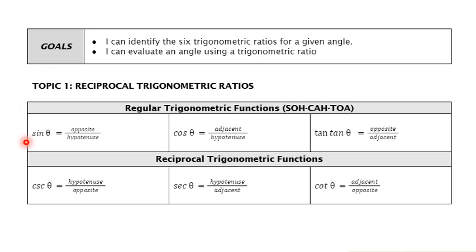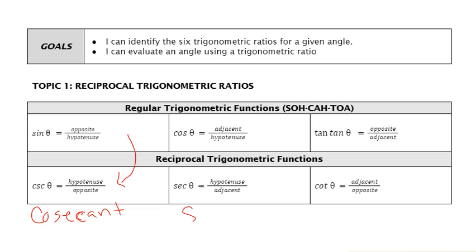So our reciprocal functions are really taking our original 3 functions of sine, cosine, and tangent, and just simply taking the reciprocal, or flipping the fraction. So our 3 reciprocal functions are cosecant, which is your hypotenuse over your opposite, so that's going to be the reciprocal of sine.